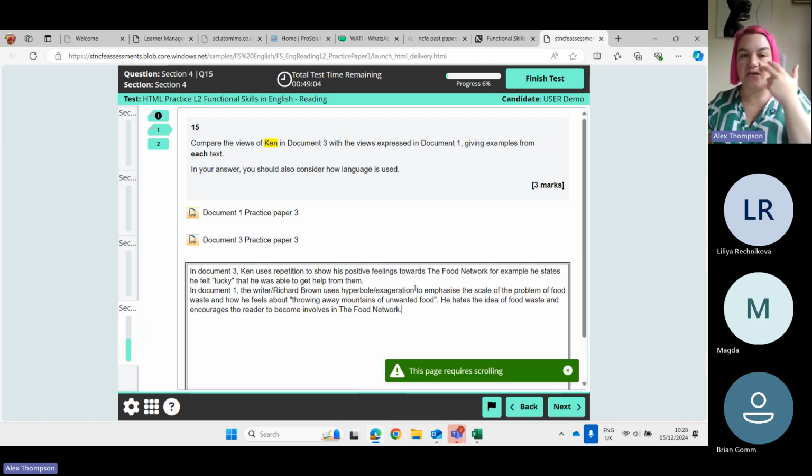As long as you cover those 3 things for both documents, you will attain the highest marks. So you say how they both feel about the subject they're talking about, give quotes from both documents, and then say how the language is used. So we've said repetition in one and exaggeration in the other. And that would score you 3 marks.